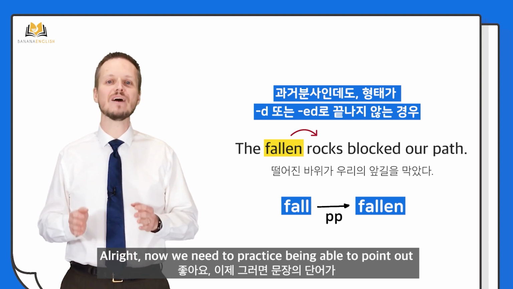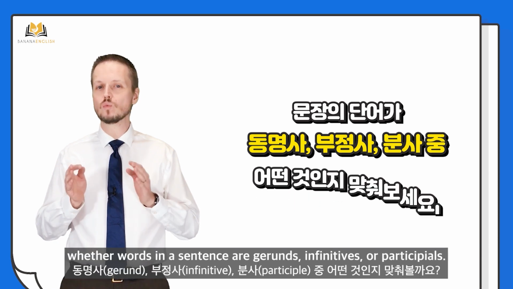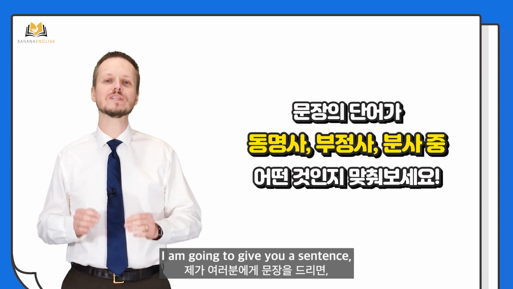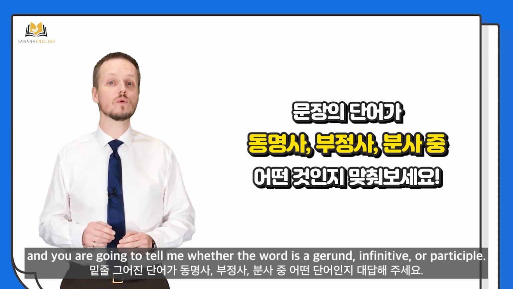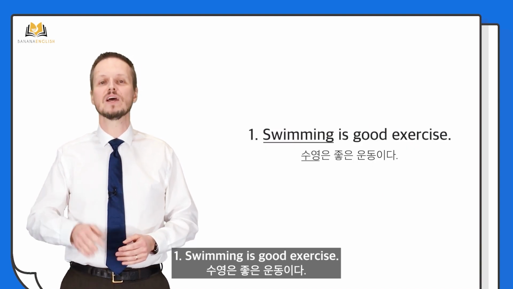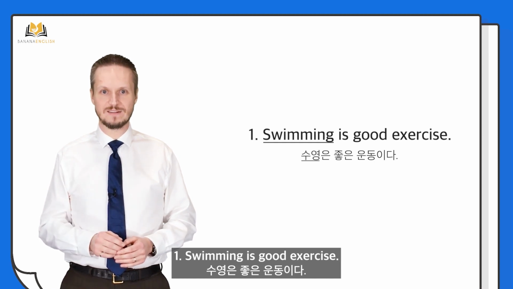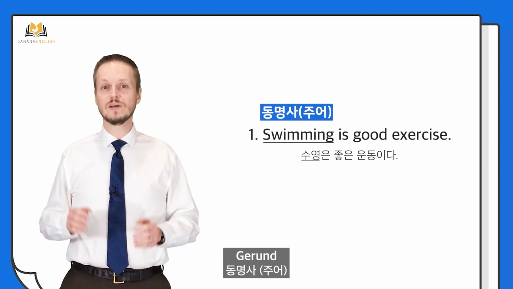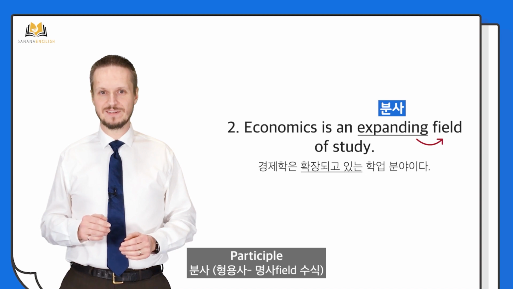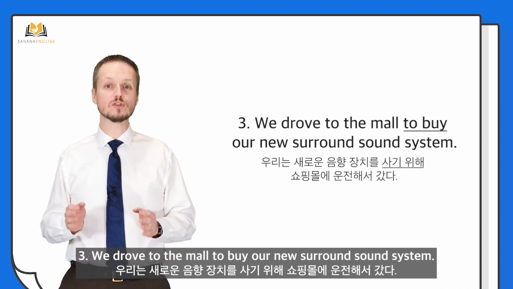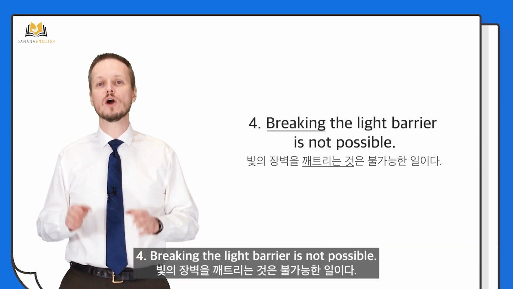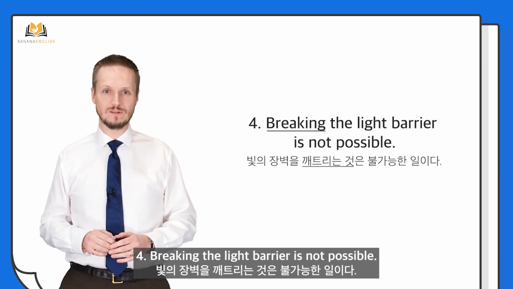All right, now we need to practice being able to point out whether words in a sentence are gerunds, infinitives, or participles. I'm going to give you a sentence, and you are going to tell me whether the word is a gerund, infinitive, or participle. 1. Swimming is good exercise. Gerund. 2. Economics is an expanding field of study. Participle. 3. We drove to the mall to buy our new surround sound system. Infinitive.